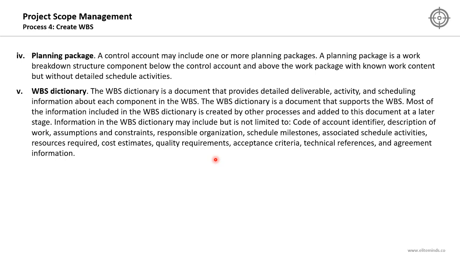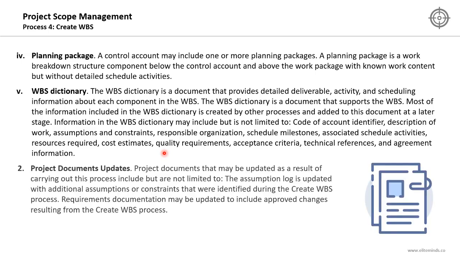Information in the work breakdown structure dictionary may include the code of account identifier, the unique identifier given for each component, a description of the work for each component, the assumptions and constraints, the responsible organization, schedule milestones, associated schedule activities, resources required, cost estimates, quality requirements, acceptance criteria, technical references, and agreement information. All these attributes might be documented in the WBS dictionary for each component located in the WBS.